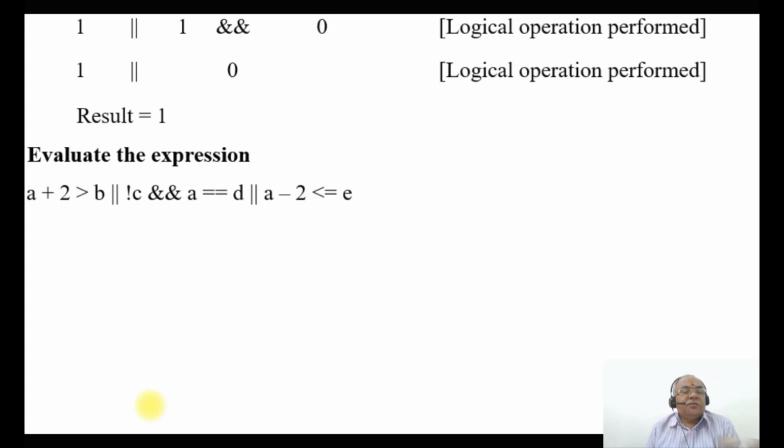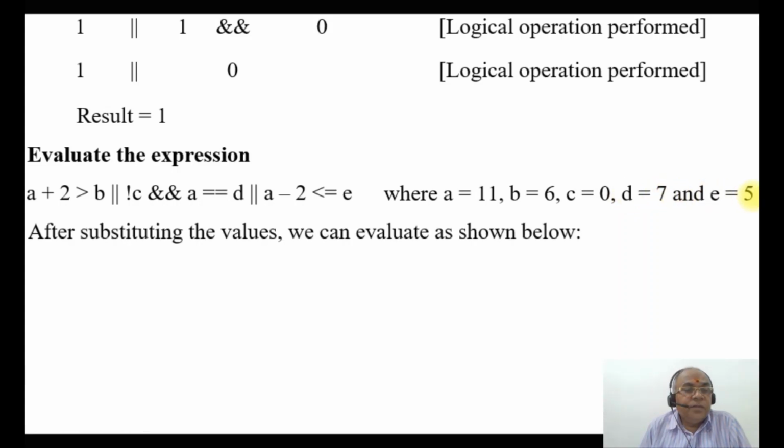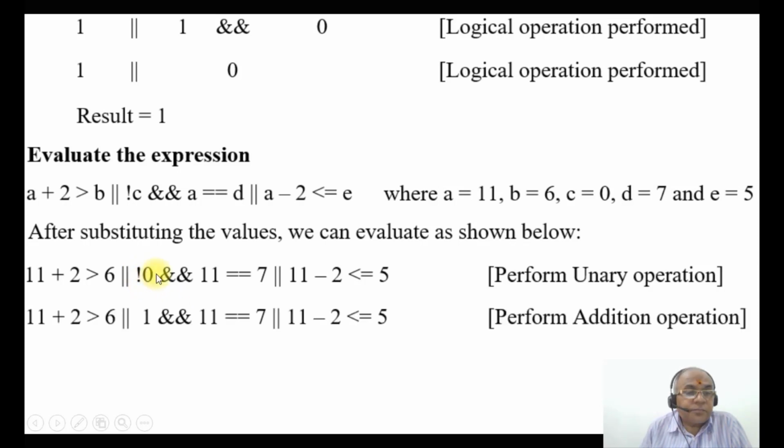Now evaluate another expression. Suppose you are considering A plus 2 is greater than B or not C and A equals D or A minus 2 is less than or equal to E, where A is equal to 11, B is equal to 6, C is equal to 0, D is equal to 7 and E is equal to 5. First you substitute the values: A as 11, B as 6, C as 0, D as 7 and E as 5. First the unary operation: not 0 becomes 1.